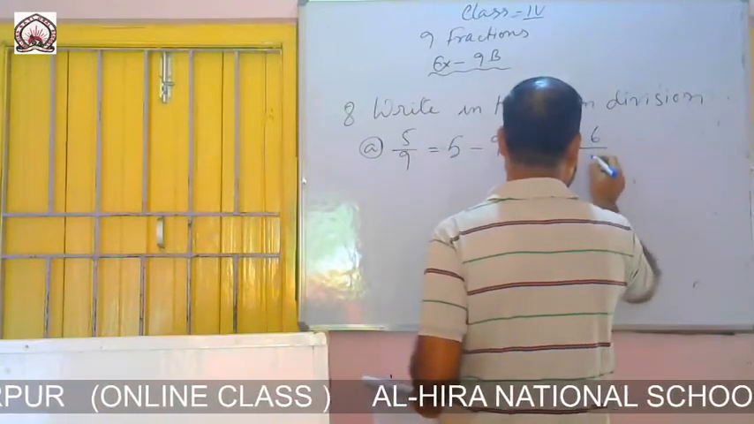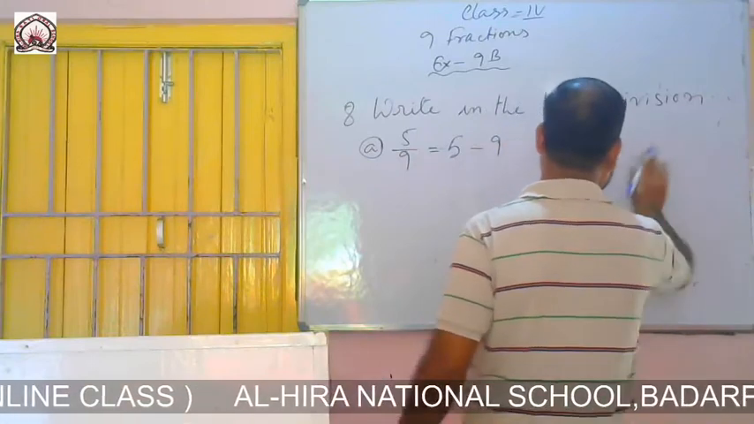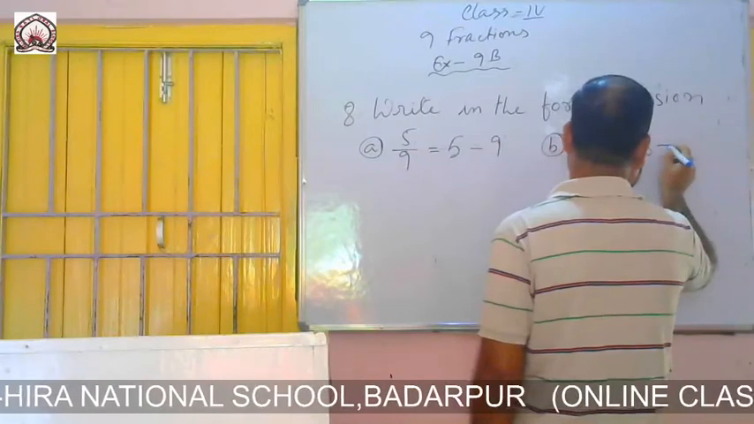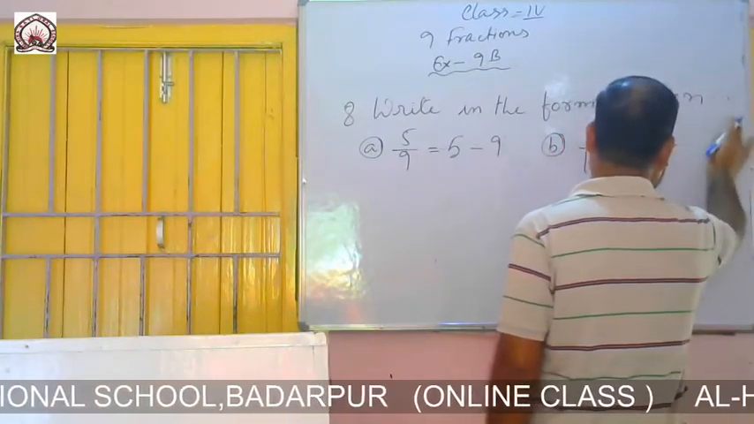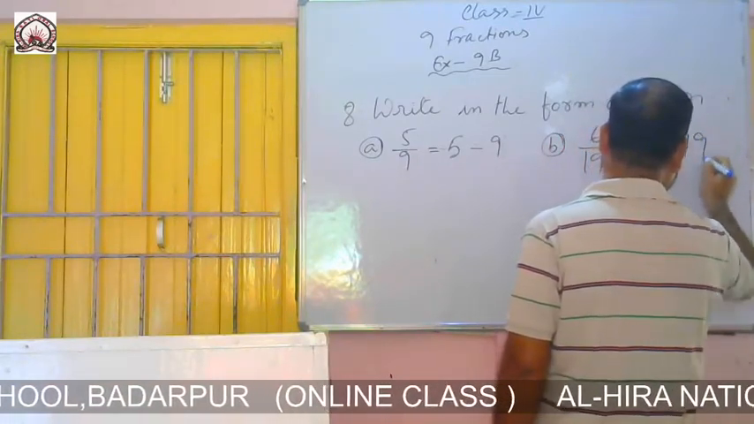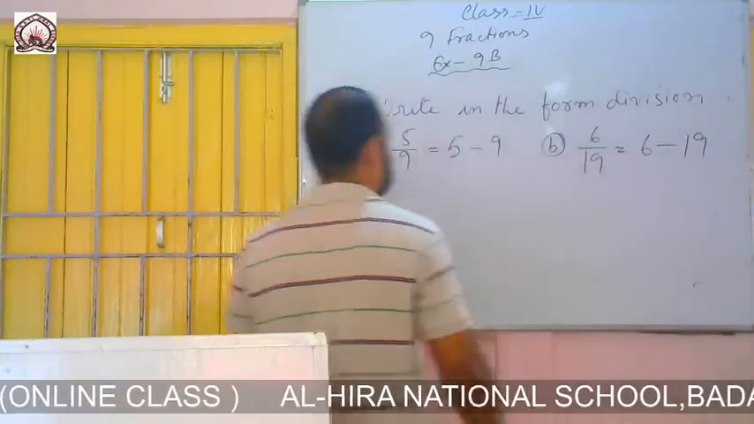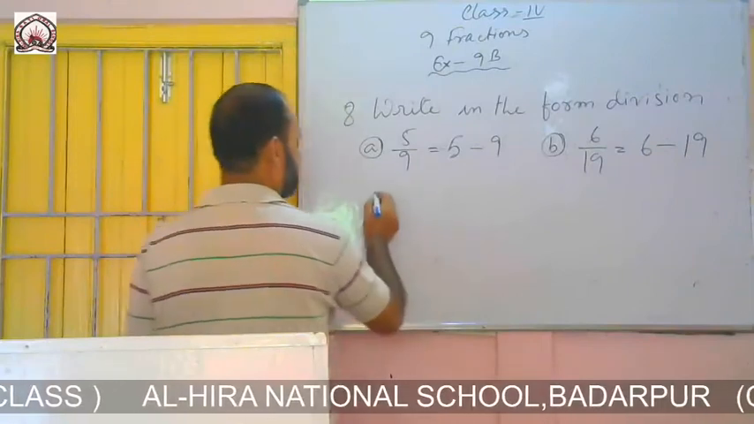Question number B. 6 by 19. Same, the numerator is 6. Numerator 6 divided by 19. So it is the division form.